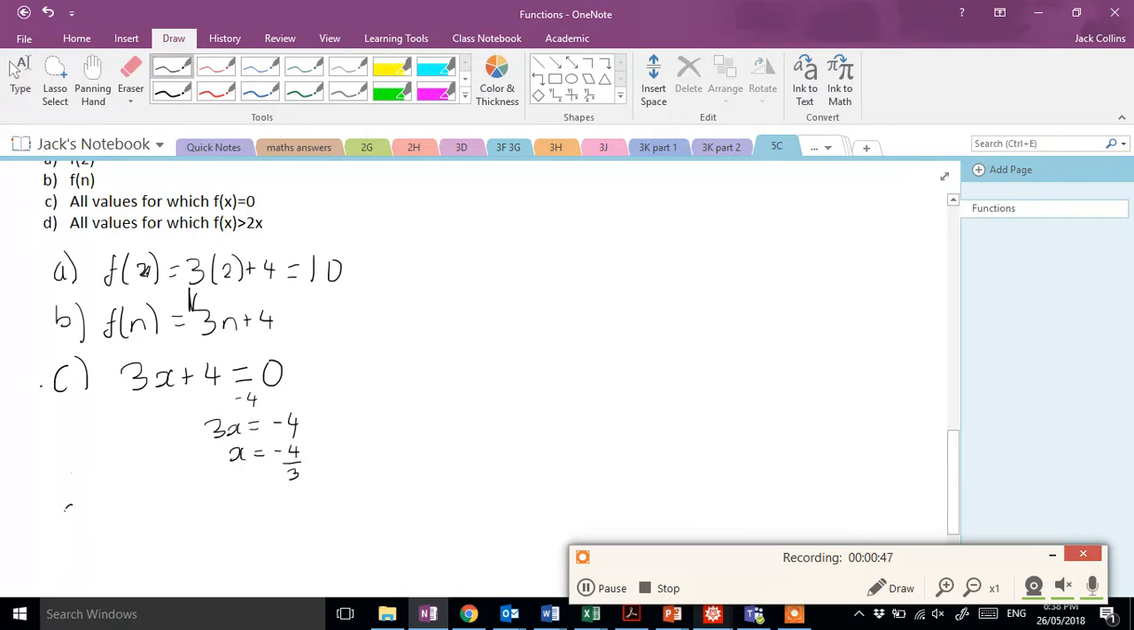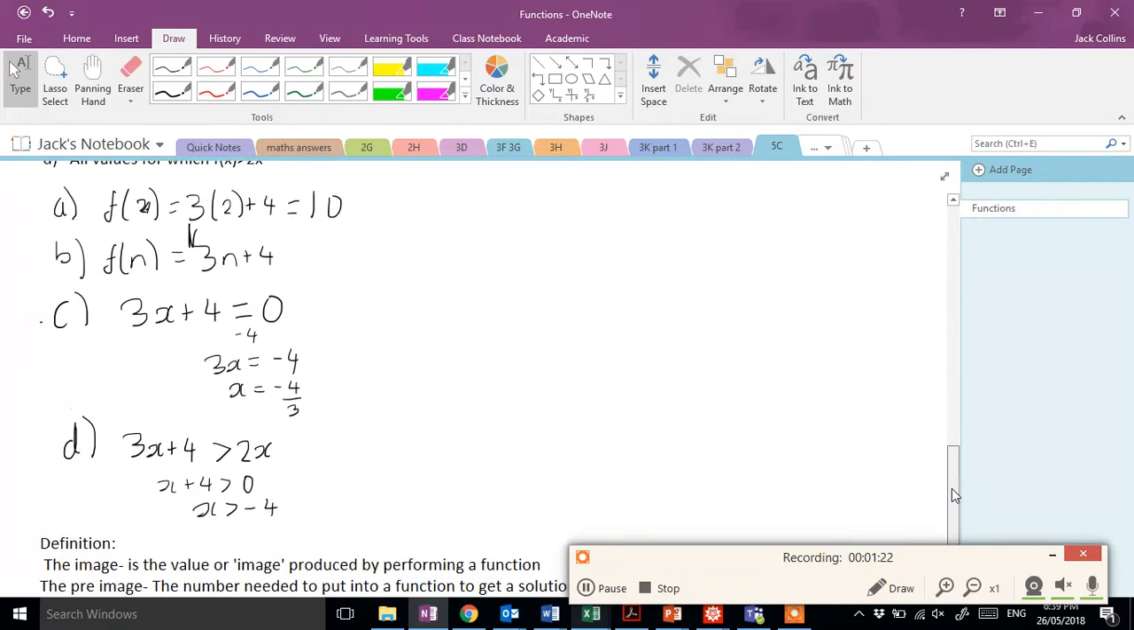Last one, inequalities. For all values for which f of x is greater than 2x. So once again, f of x we know is 3x plus 4, and we want to find when it is greater than 2x. So you're just substituting in what f of x is with the function you're trying to find what it's greater than. So in this case, you've got x on both sides. You want to get them onto one side, so take away 2x. So you've got x plus 4 is greater than 0, and then x is greater than negative 4.